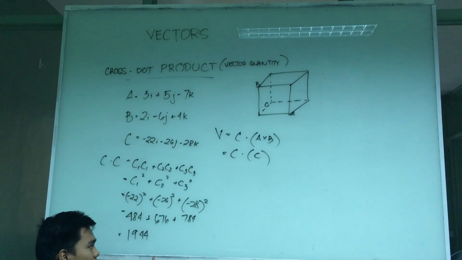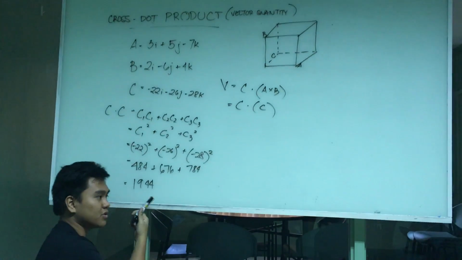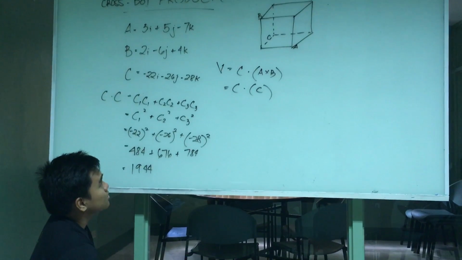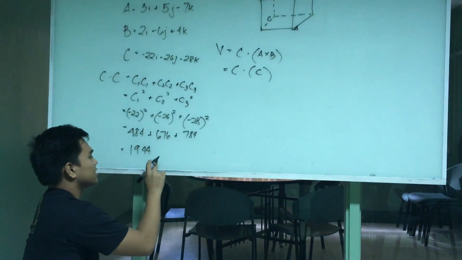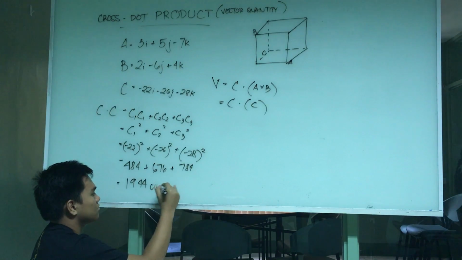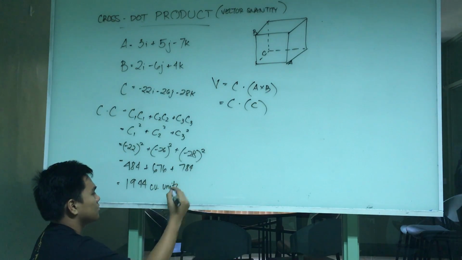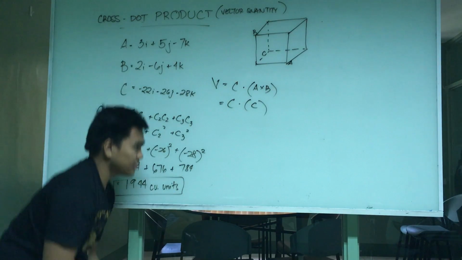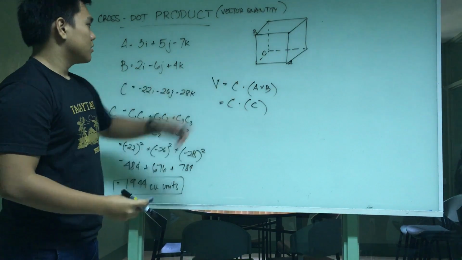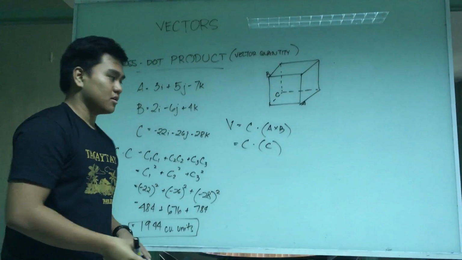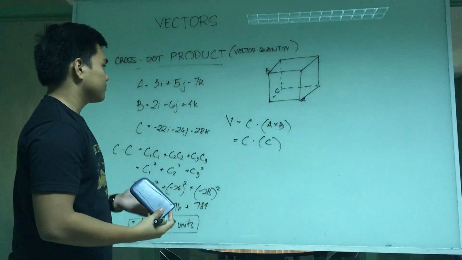Since this is a volume, there should be a unit. Since we don't really have a unit for this problem, we can just write it as cubic units. So this is the way of finding the volume of this figure when the equations of the axes are given.